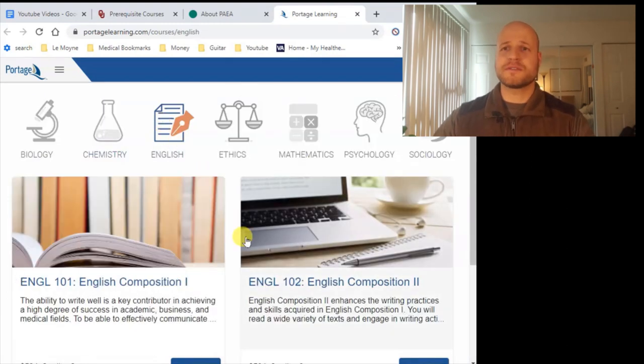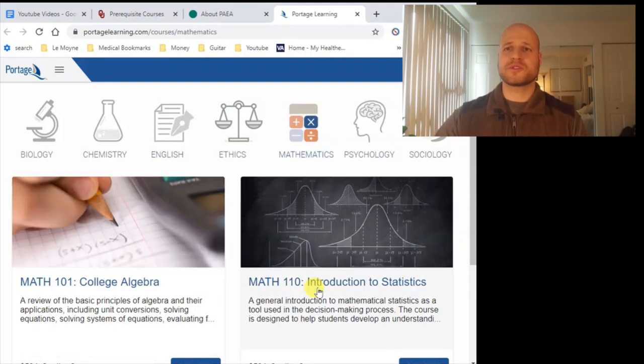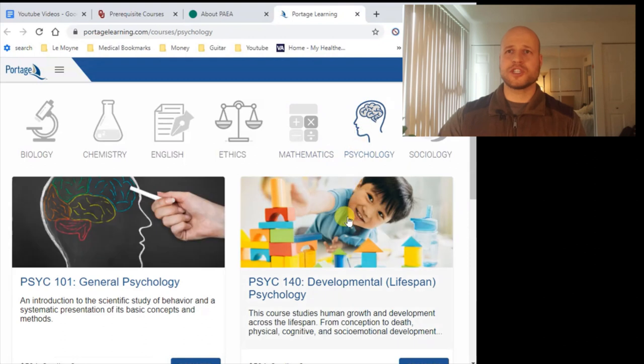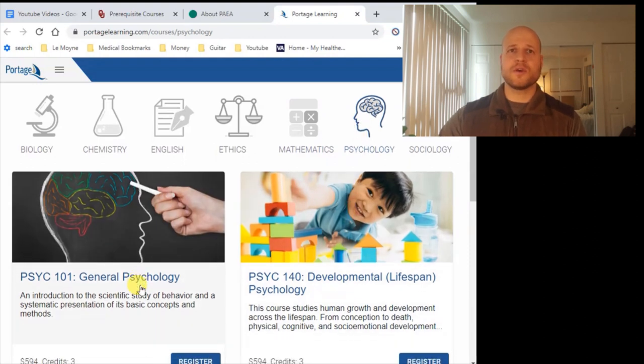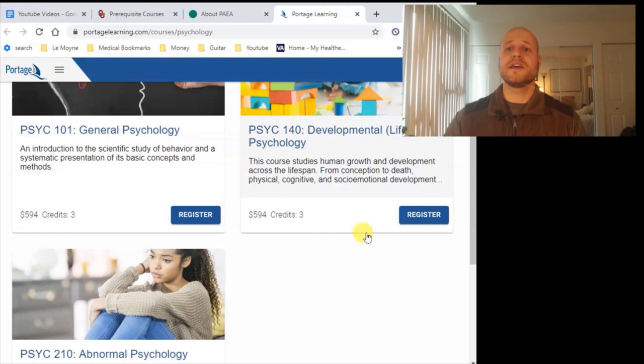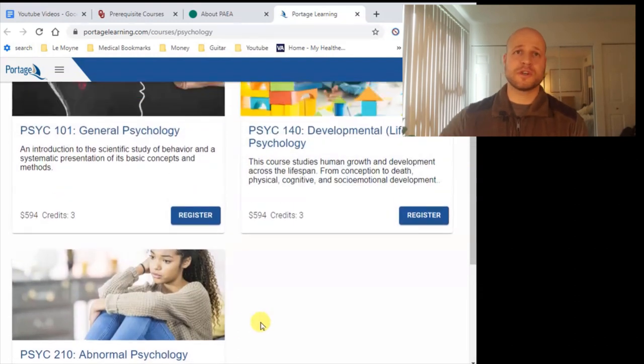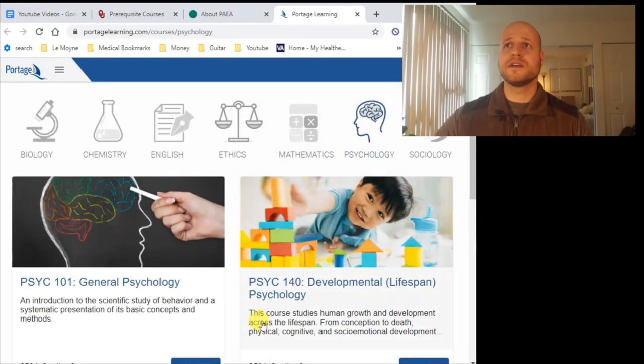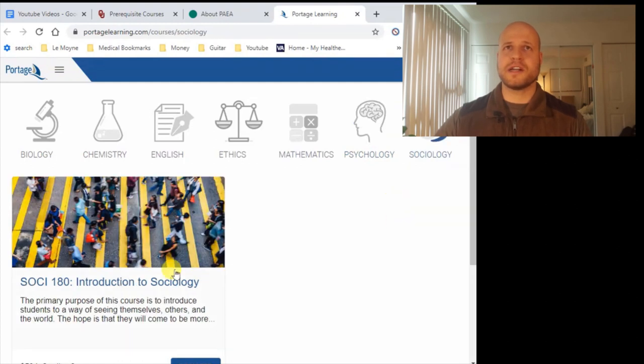English, we saw that a lot of PA schools require English composition, so here is English composition 1, 2. Math, we saw that some schools require algebra, some schools require statistics. Well, here they are, basic statistics, basic algebra. Even psychology, general psychology, or a lifespan, or abnormal psychology, whatever you're interested in. A lot of PA schools do require a psychology course, so here they are. Some require sociology, there's an intro to sociology. So just with this school alone, you can knock out pretty much all of your basic prereqs for PA school.